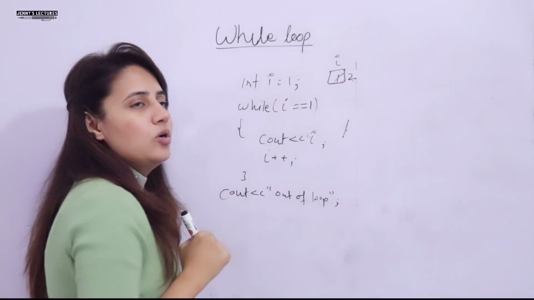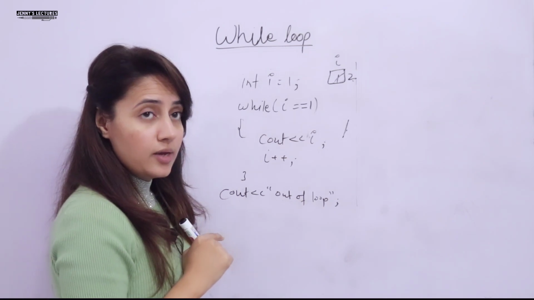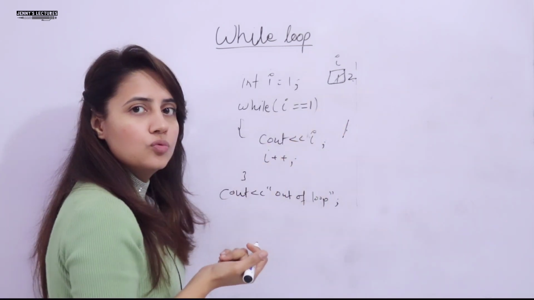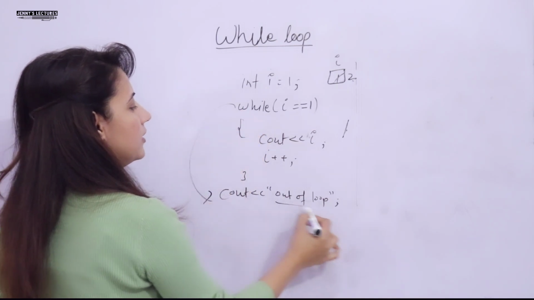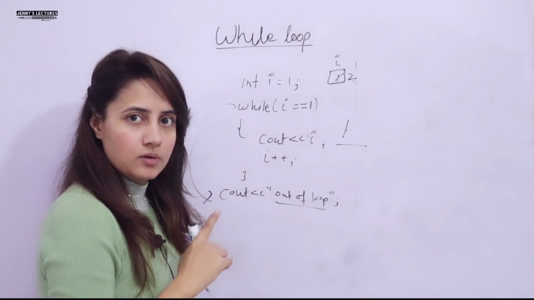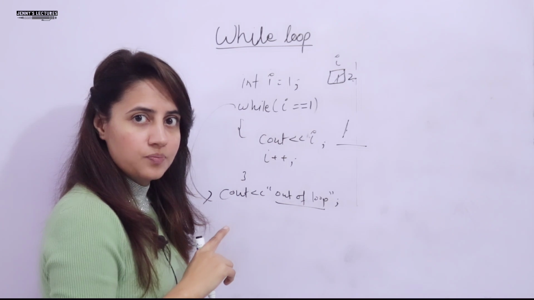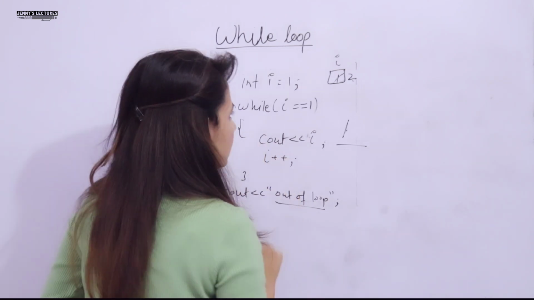Again, check the condition, I is equal to 1. Is this condition true this time? No, because I is 2. So now we are out of this loop, and what will be printed? Out of loop. I hope you got the difference between these. Let me give you 2 more questions.